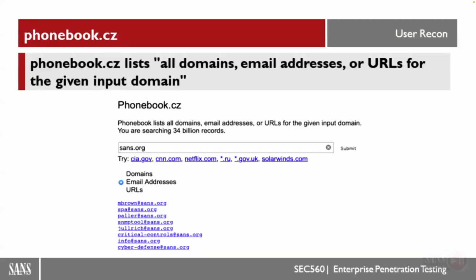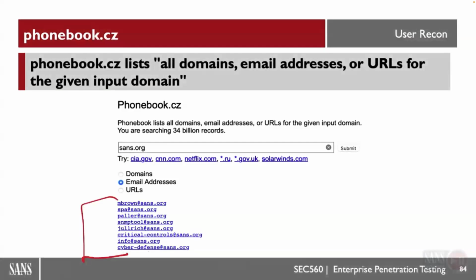There's also phonebook.cz that gives us domains, email addresses, the URLs. Be aware, though, that some of this is going to be old, right? There's an email address for an organization published online. But just because a user leaves an organization doesn't mean that email address disappears from the internet. But it can give us names that are more likely to exist.